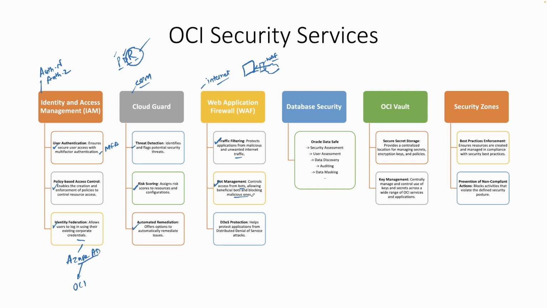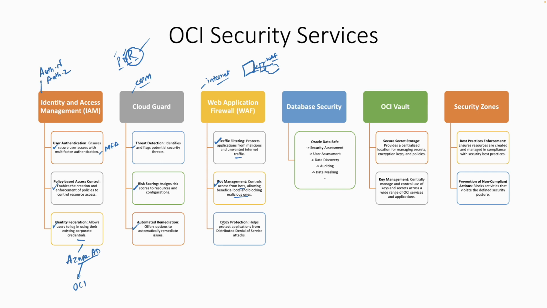It can also provide bot management, which controls the access from bots, allowing beneficial bots and blocking malicious ones. So sometimes hackers use this concept of bots, so they can create a lot of bots and then send traffic to your web server or website. So the WAF is intelligent enough to actually control the access from bots.